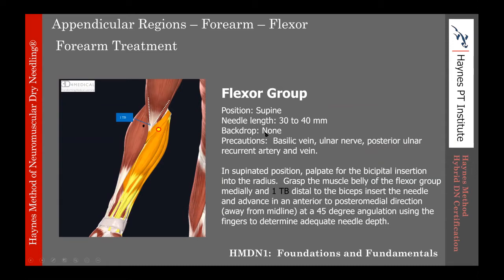And matter of fact, I mean, we've got it here, but I've got the video that has all of this information. The biggest thing is we're going to needle 1 thumb breadth distal to the biceps insertion. We're going to advance it in an anterior to posteromedial direction away from midline at about a 45-degree angulation. And we'll use our fingers on that backside to determine proper depth. We want to make sure we get through the bulk of all of that tissue.